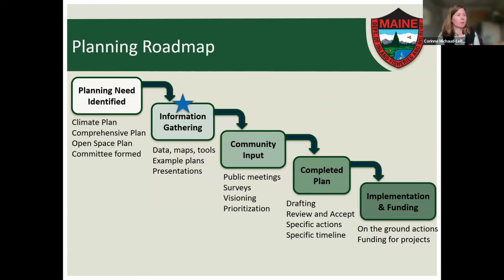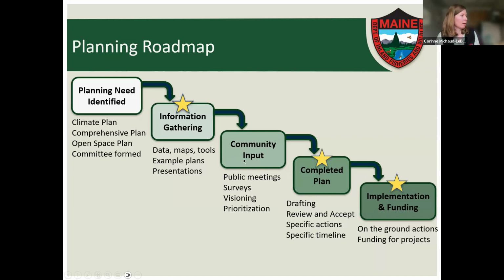This can take a lot of different forms. And then after likely a lot of drafting, and this is probably circular, more public input, a completed plan gets reviewed and accepted by the appropriate entities, whether that's the community or a state agency. I wanted to highlight that an effective plan would have very specific actions with a specific timeline and responsible parties, so that you can actually make use of all this work that went into the plan and make some things happen on the ground. And that would be the implementation and funding stage.